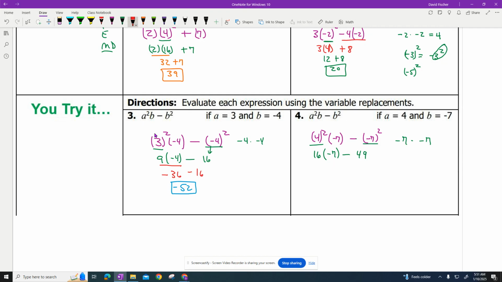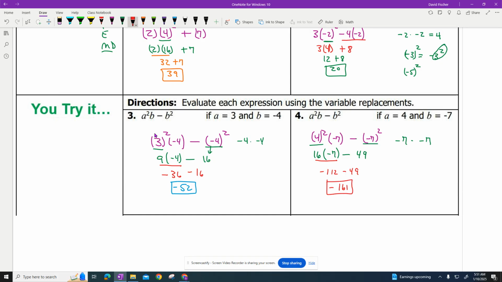Alright, let's go to the next one. Multiplication, division. I got multiplication right there. Boy, I'm going to need my calculator on this guy. Let's see. 16 times negative 7. I'm getting negative 112 minus 49. Just brought that guy down. And now I got a negative 161.